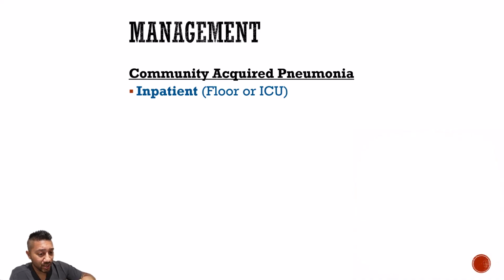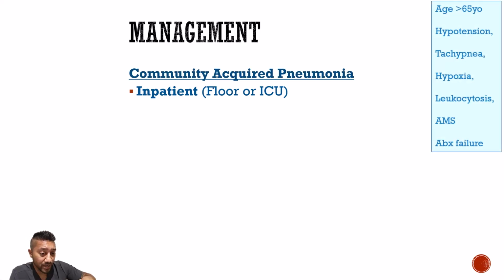Now, these patients are generally quite sick and will usually present with one or more high-risk features like age older than 65, hypotension, some abnormal vital sign like tachypnea or hypoxia. They might have a high white blood cell count. They might look very confused from how little they're perfusing their brain because they have such a profound infection. Or they might have just failed outpatient antibiotic therapy, and so they need IV antibiotics.